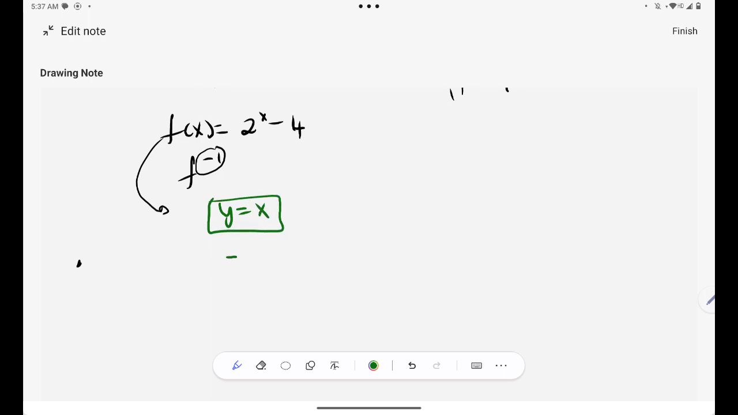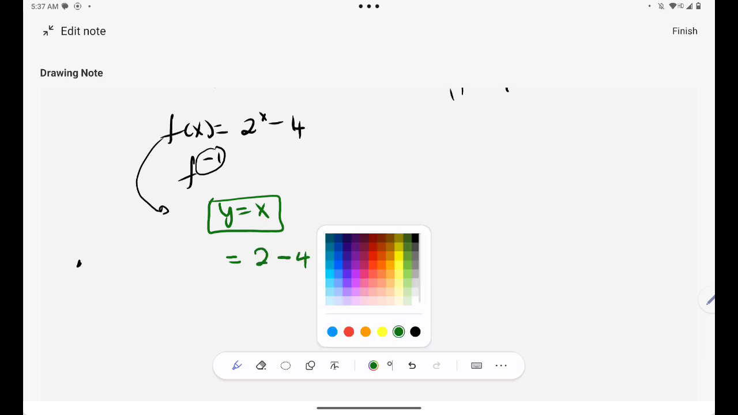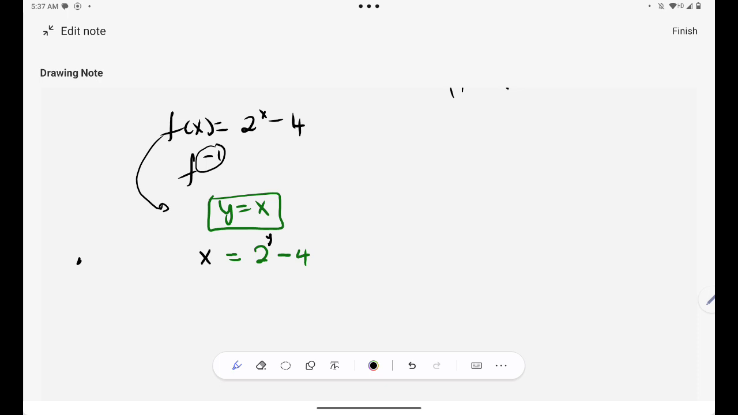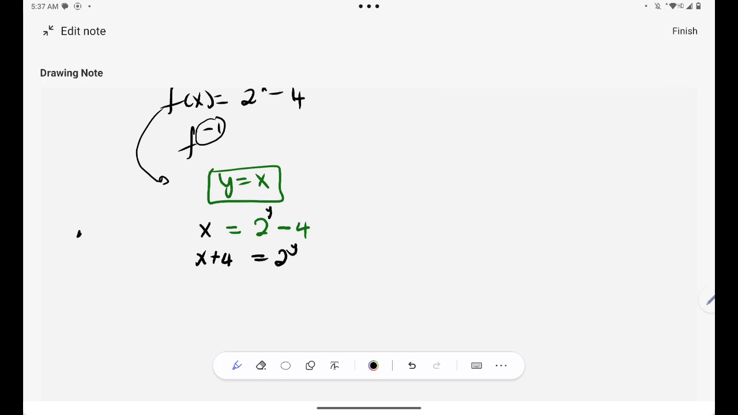It simply means whenever you see x, you put y, and whenever you see y, you put x, just like that. And now your duty is to isolate y. Are we together? And then you'll have x plus 4 is equal to 2 to the power y. Whenever you're isolating y, in mathematical English, you're supposed to solve for y.